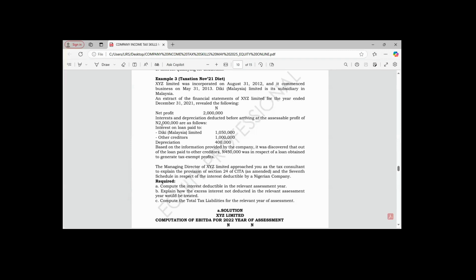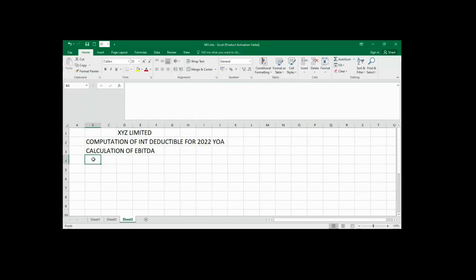And net profit is profit before tax. That means tax has not been deducted. So I'm going to state the net profit, which is 2 million.